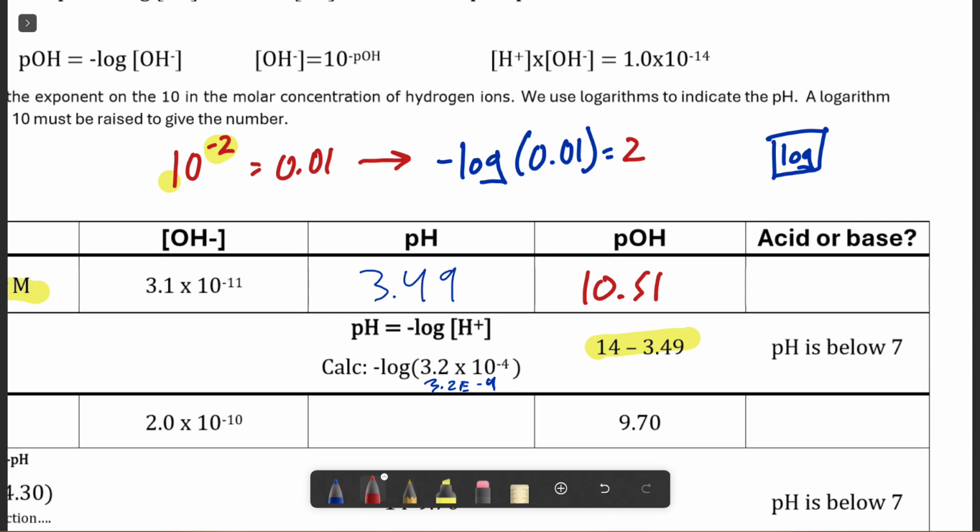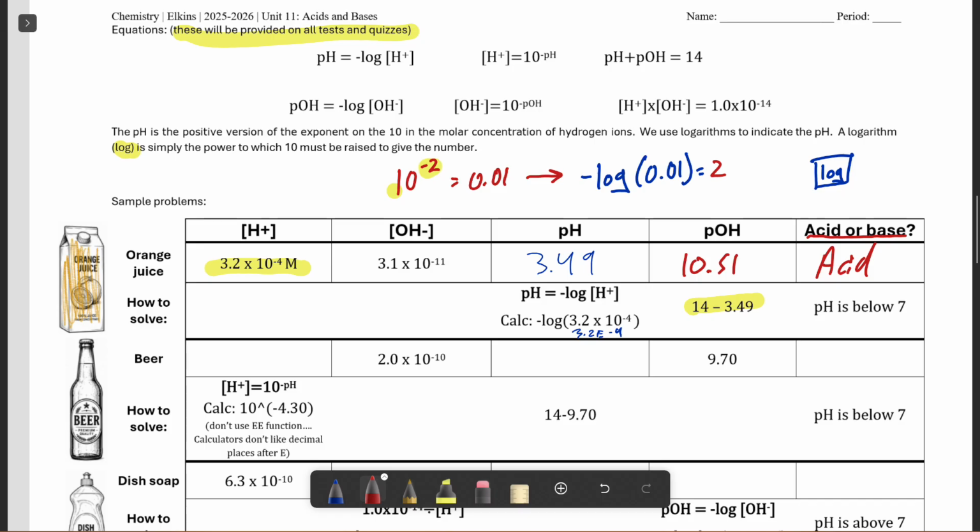Okay. Now I want to know, is this an acid or a base? I like to look at the pH. I've got to remember, if the pH is below 7, it's an acid. If it's above 7, it's a base. Well, it's below 7, so this is an acid. And that makes sense because this is orange juice. It's pretty acidic.